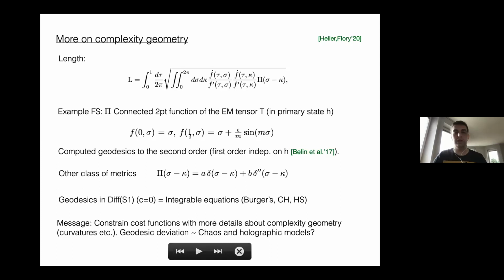Fubini study, they noticed that the first order is independent of the metric that you are choosing. So for example, it doesn't depend on whether you are evaluating this in the vacuum or in the primary state, but the second order does, and they gave a very nice prediction of what this subleading order might be. And then they also defined this pi in a more general way in terms of some delta functions, such that the equations of motion become the integrable equations, a la Burgers, Camassa-Holm and Hunter-Saxton.